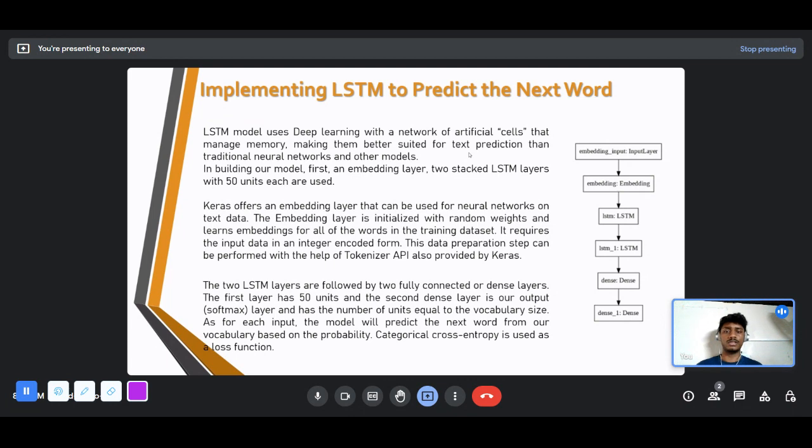In building our model, first an embedding layer, then two stacked LSTM layers with 50 units each are used. Keras, which is a package in Python that we'll be including while doing our code, offers an embedding layer that can be used for neural networks on text data. The embedding layer is initiated with random weights and learns embeddings for all the words in the training dataset. It requires the input data in an integer encoded form. This data preparation step can be performed with the help of a tokenizer API also provided by Keras.